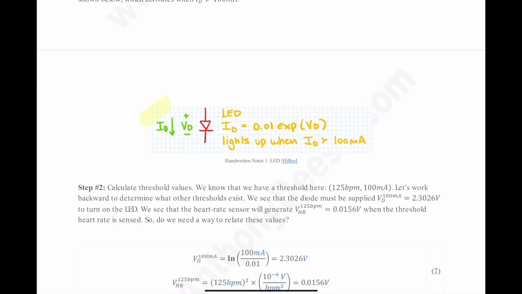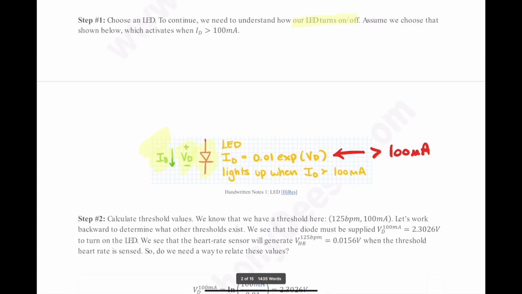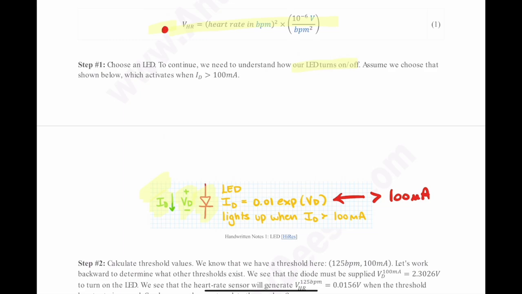And so what we see here is a diode. It has a current through it, which is ID, and a voltage across it, which is VD. And we see a common relationship, the exponential relationship for a diode, where the current through the diode is equal to 0.01 times e to the VD. And the threshold being 100 milliamps. So when this equation gets greater than 100 milliamps, the LED will light up. So as you can see, we need to find a way to make this right here work with this down here, where the VHR is going to be supplied as the VD down here.